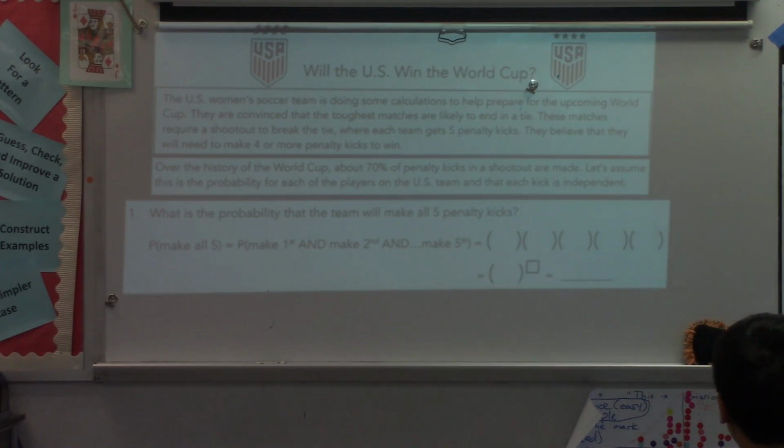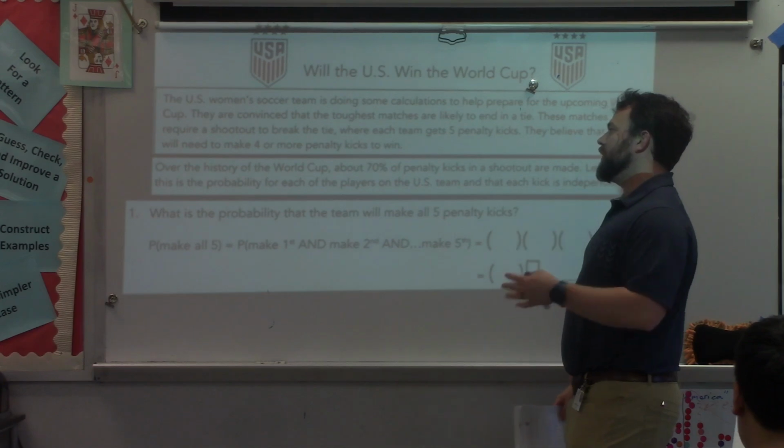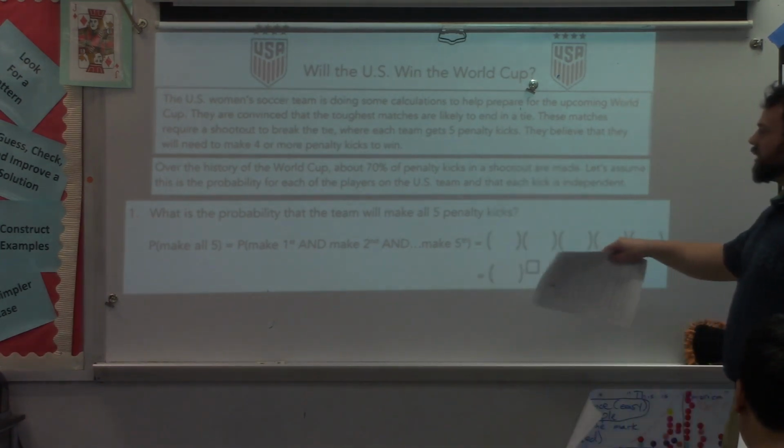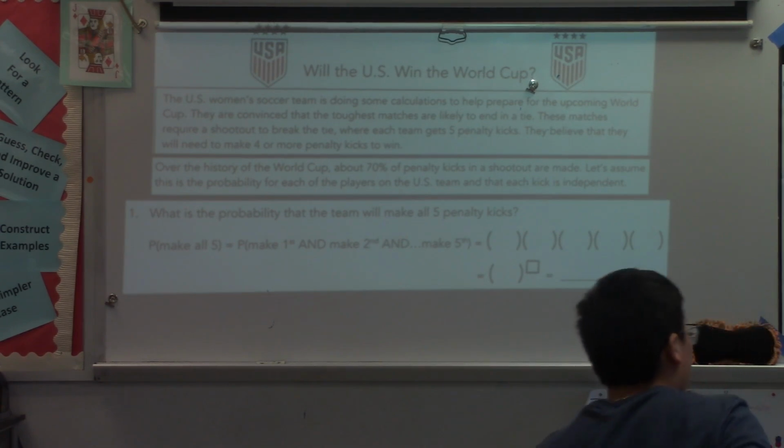So, the U.S. women's soccer team is doing some calculations to help prepare for the upcoming World Cup. They're convinced that the toughest matches are likely to end in a tie, which is fair based on data. So these matches require a shootout to break the tie, where each team gets 5 penalty kicks. They believe that they will need to make 4 or more penalty kicks to win. So over the history of the World Cup, about 70% of penalty kicks in a shootout are made. Let's assume this is the probability for each of the players on the U.S. team and that each kick is independent.